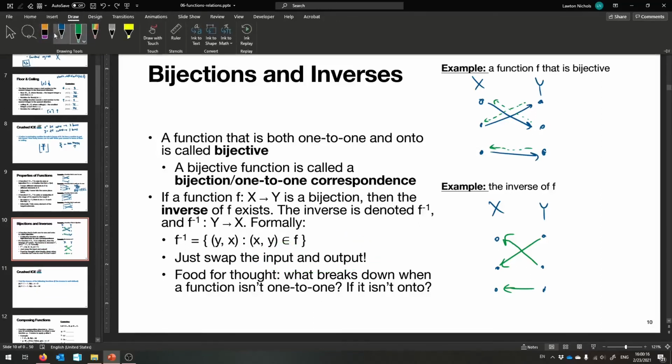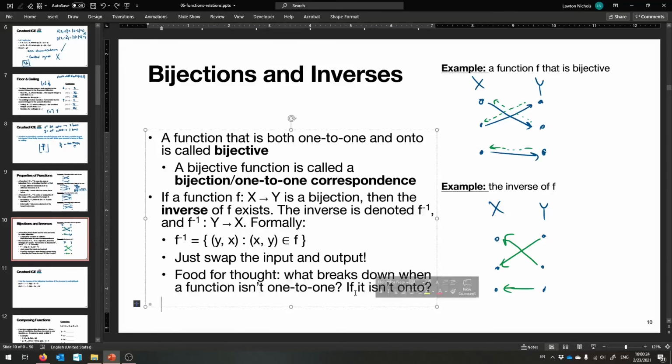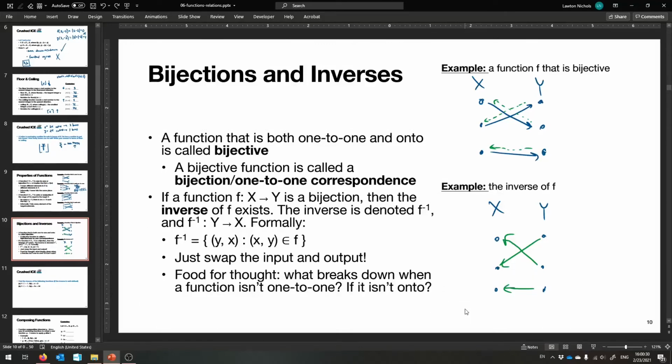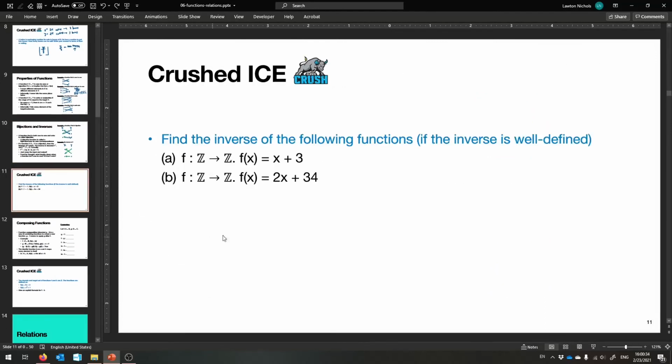So I've kind of hinted at this, but what do you think breaks down when the function isn't one-to-one? Why does that mean it can't have an inverse? And if it's not onto, but maybe it is one-to-one, why can it still not have an inverse? Okay, I want you to think about that. That will be very, very helpful for your homework and for any test.